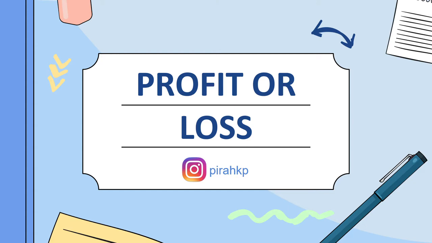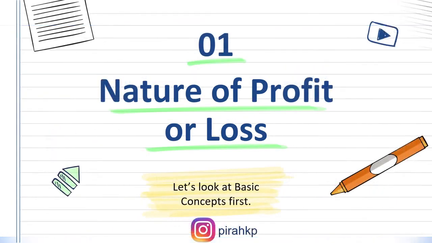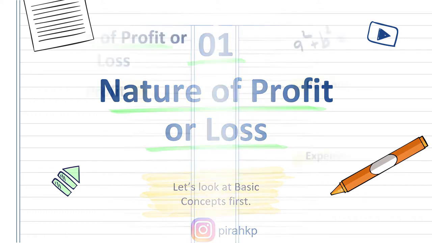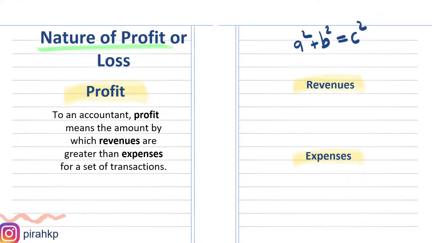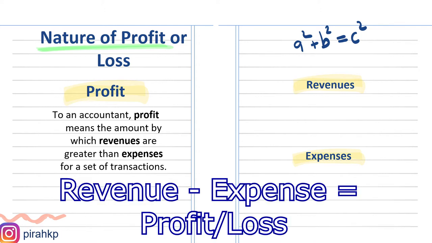Alright, so let's get started. First thing we are looking at is nature of profit or loss. We will look at basic concepts, as in what is profit and what is loss. Profit. To an accountant, profit means the amount by which revenues are greater than expenses for a set of transactions. Basically, we are saying the difference, the positive difference between revenue and expenses is called profit. And if that difference is negative, then it is loss.